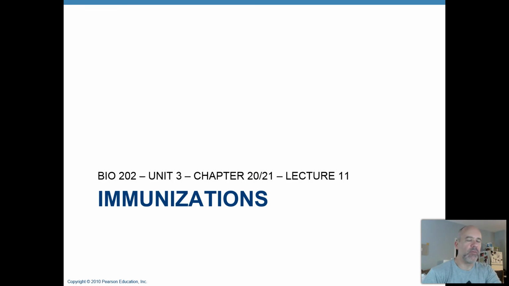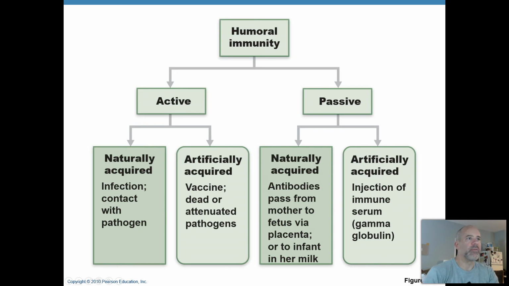All right, for lecture number 11 here, we're going to talk about immunizations, some of the different types. Now, we've already talked about this. We talked about how immunity can be divided up into active and passive, and mainly thinking about humoral immunity here. This involves your antibodies. And you have active immunity, you have passive immunity. Active immunity means your own immune system has been stimulated to respond. Passive means you're getting pre-manufactured antibodies. And then active immunity can be divided up into naturally acquired and artificially acquired.